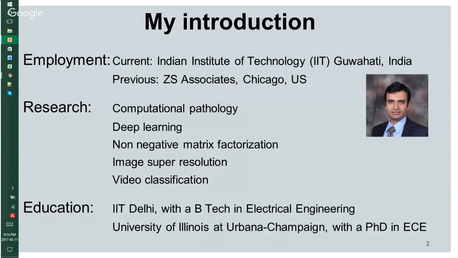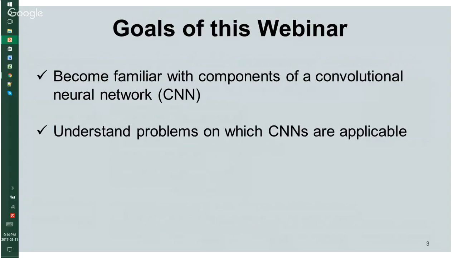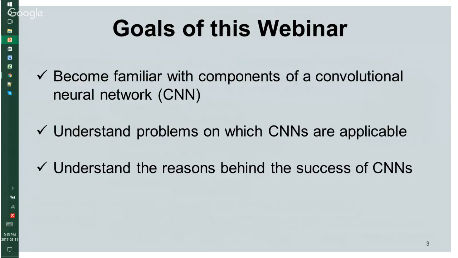So the goals of this webinar are for you to become familiar with the components of a CNN, a convolutional neural network, and understand the problems on which CNNs are applicable and the problems on which they are not. They are not a silver bullet, but for certain types of data they work, especially image data, and I'll show you why they work well on image data. And understand the reasons behind the success of CNNs, and develop a familiarity with the ongoing advances.